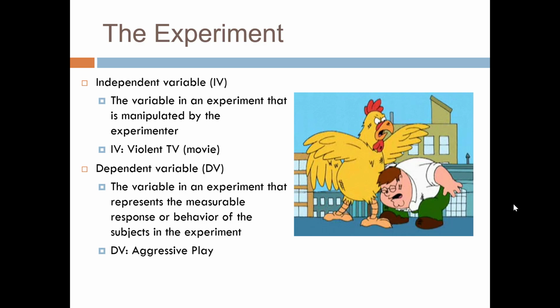The dependent variable is what we are actually measuring. In this example, we are interested in looking at the level of aggressive play in children, so aggressive play would be the DV. The DV is the variable in an experiment that represents the measurable response or behavior of the subjects in the experiment. When conducting experiments, every variable should be clearly defined, and researchers should rely on pre-existing, validated, and reliable measures so that variables are properly defined and psychometrically sound.